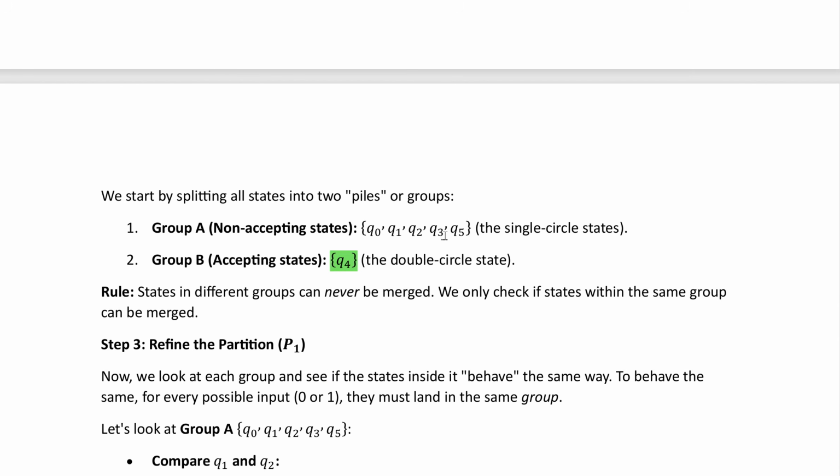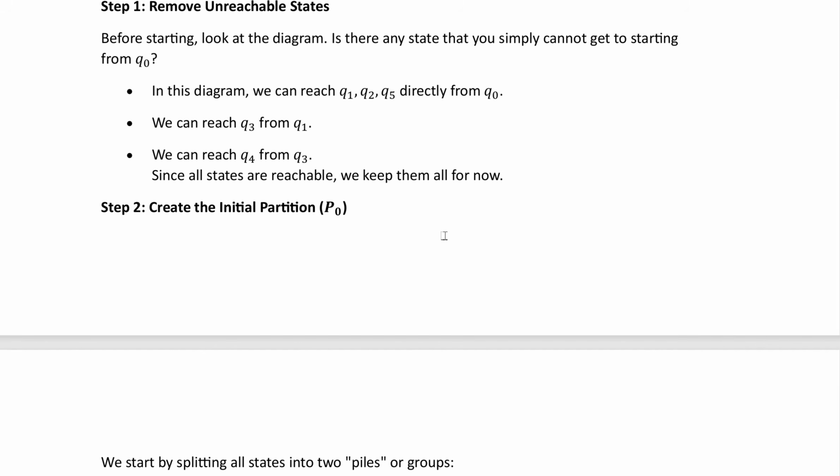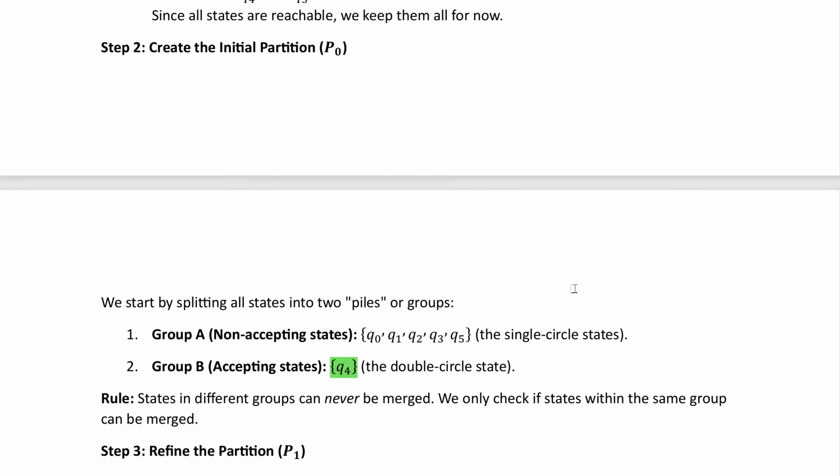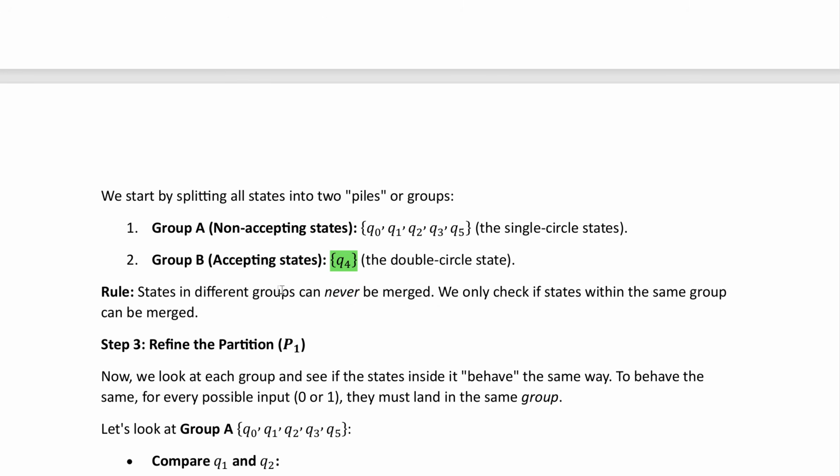As you can see in group A, those are the non-final states: Q0, Q1, Q2, Q5, Q3. All these are non-final states or non-accepting states. Clear? Step number 2 is this. Now, there is a rule which states that states in different groups can never be merged. So, because there are two groups, the states in these two groups can never be merged. You have to remember, right? Now, refine the partition P1.